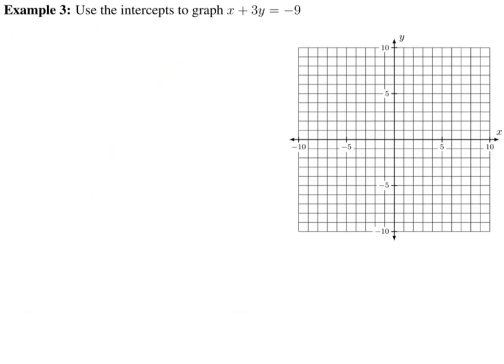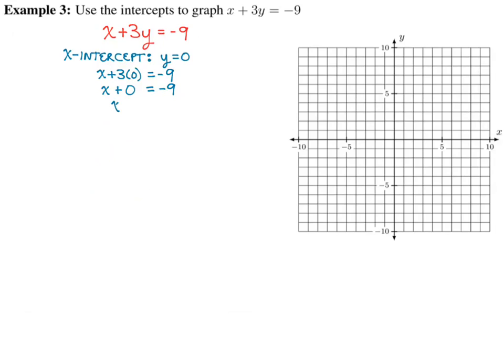Example 3. Here we have just plain x plus 3y equals -9. This one is kind of easier, which almost makes it harder. So for the x-intercept, as a reminder, that's when y is 0. So we'll substitute 0 in for y. x plus 3 times 0 equals -9. So really that's just x plus 0 is -9. So x equals -9. Oh, wow, less work here. Huh, okay. So (-9, 0).